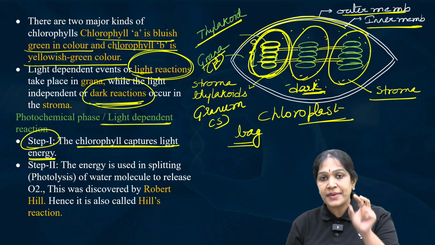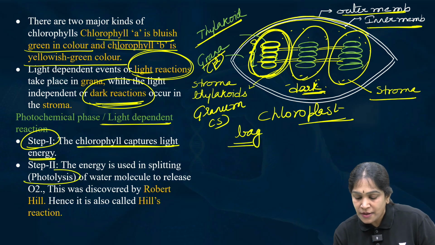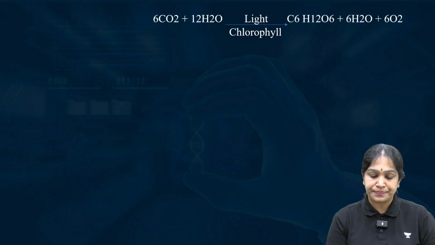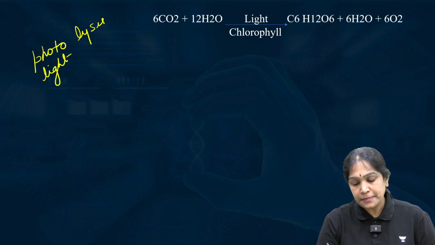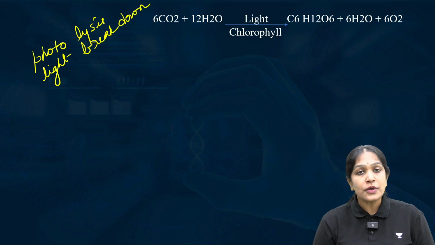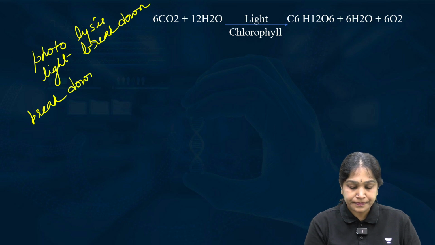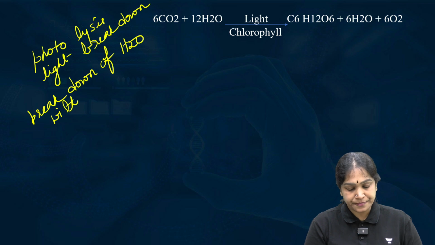Then the second step in the light reaction is photolysis of water. What is photolysis of water? Photo means light, lysis means breakdown. So, photolysis of water means breakdown of water with the help of light.